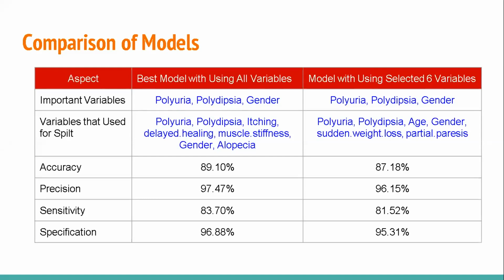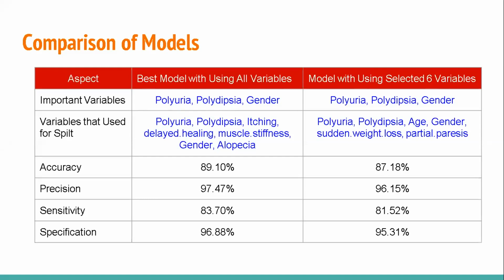But there are differences between the models in the variables used for split. For the same variables, polyuria, polydipsia, and gender, but the remaining ones are different. For the model using all variables, they are itching, delayed healing, muscle stiffness, and alopecia. But for the selected 6 variables, they are age, sudden weight loss, and partial paresis.